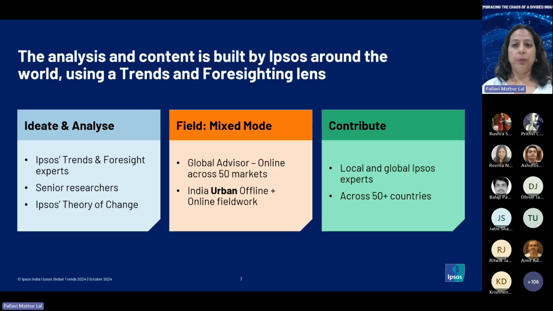In India, I would like to point out that the fieldwork has been fielded on India Bus, which is our own urban representative omnibus. And so it has been handled by the India team, guided by the Ipsos India researchers, and gives a more holistic and real picture of India. Finally, local and global Ipsos experts across 50 countries have contributed to the analysis and reporting. So now I hand over to Amit to take you through the backbone of our framework and our analysis and how we have arrived at this report for you. Over to you, Amit.